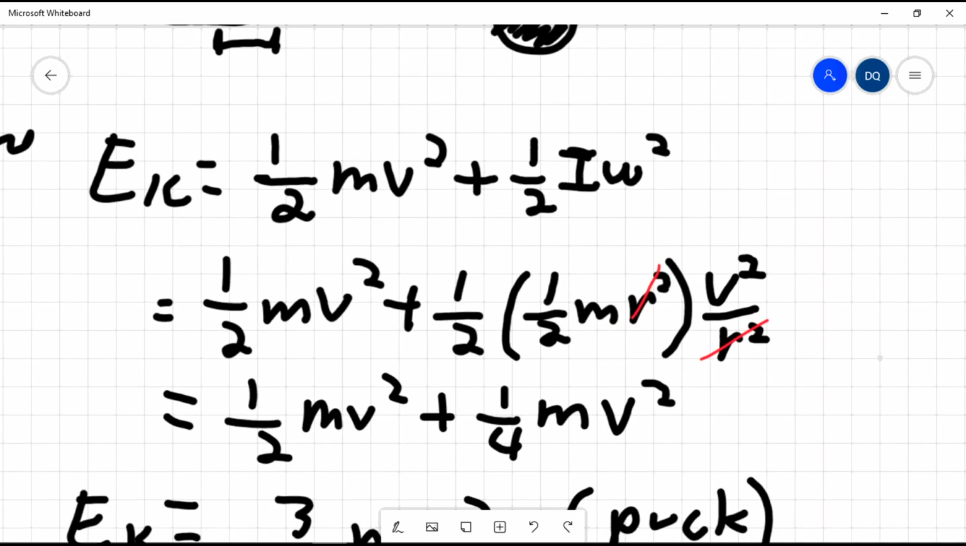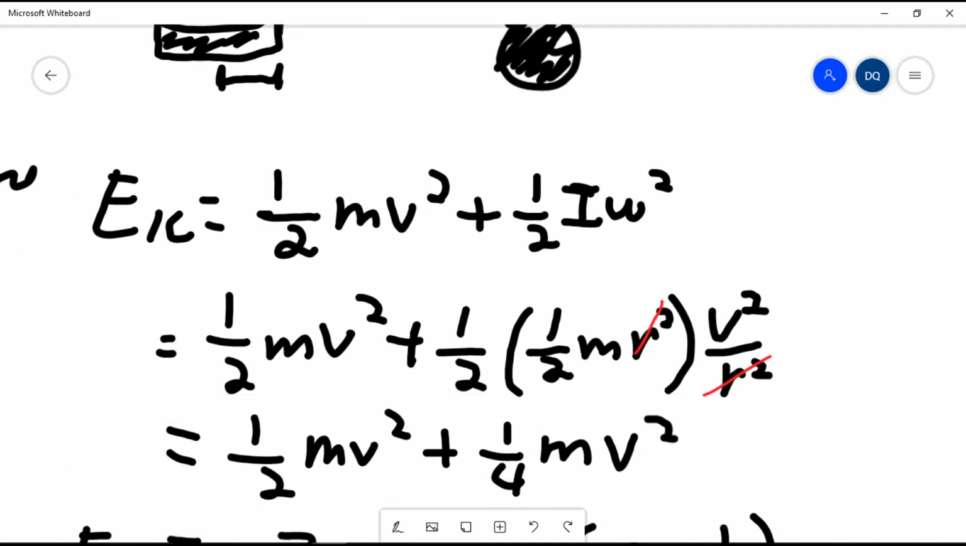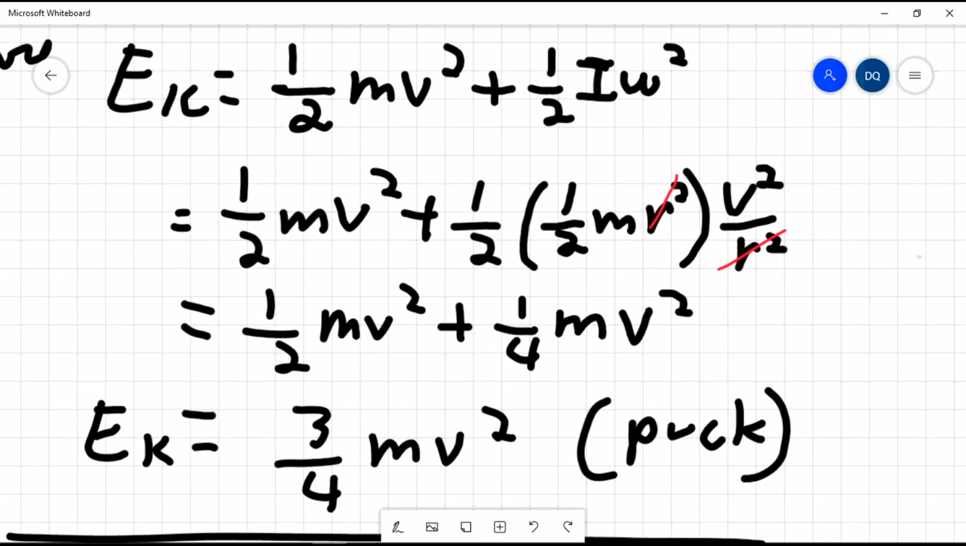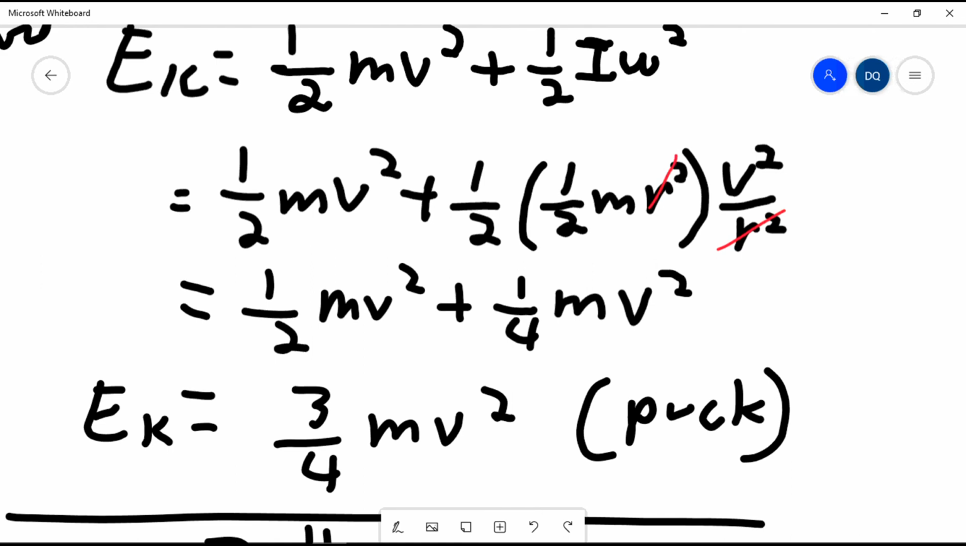So we've got our kinetic energy is our linear portion of kinetic energy, that's the half mv squared, plus the rotational portion of kinetic energy, that's the half inertia omega squared. And for the puck, or the cylinder, solid cylinder, we've got half mv squared plus half mr squared. That half mr squared is the inertia of the cylinder times v squared over r. V squared over r because omega is v over r. Your angular velocity is your linear velocity divided by radius when a body is rolling.